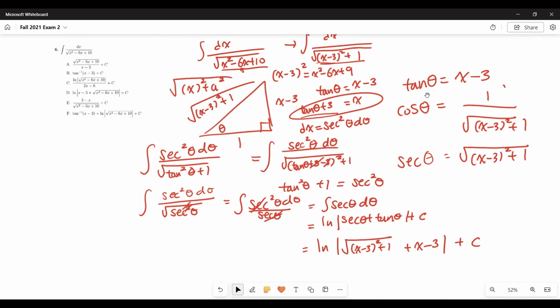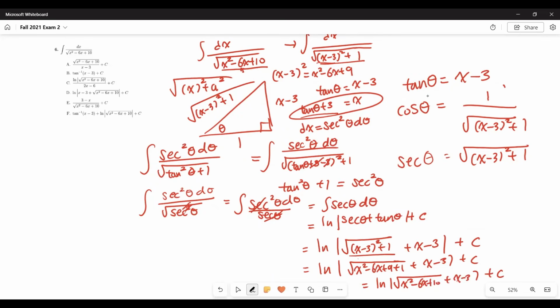And if you look at our options, it doesn't have this exact same form as our answer, but what we can do is distribute this part. Ln square root of x squared minus 6x plus 9 plus 1 plus x minus 3 plus c. This is the same as ln square root of x squared minus 6x plus 10 plus x minus 3 plus c.